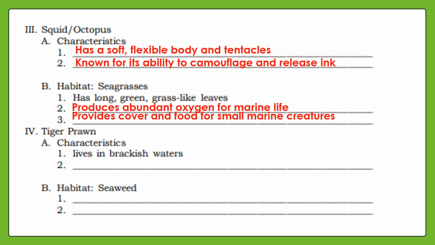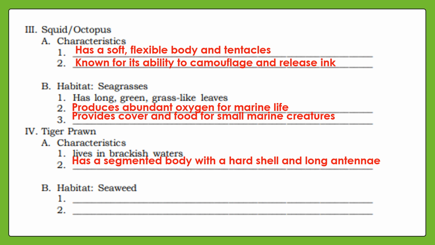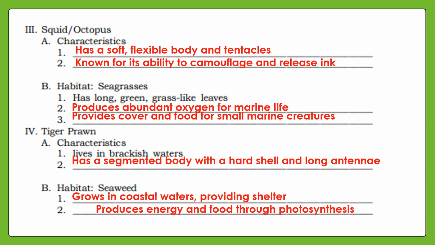Fourth, tiger prawn. Characteristics, lives in brackish waters. Number 2, has a segmented body with a hard shell and long antenna. B. Habitat, seaweed. Number 1, grows in coastal waters, providing shelter. Number 2, produces energy and food through photosynthesis.